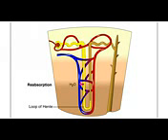In the ascending loop, the surrounding fluid becomes more dilute. This portion of the loop is impermeable to water, but not sodium chloride. Sodium chloride diffuses out, lowering the solute concentration of the filtrate and adding to the solute concentration of the surrounding fluid. Near the top of the loop, sodium chloride is actively transported out, further diluting the filtrate.